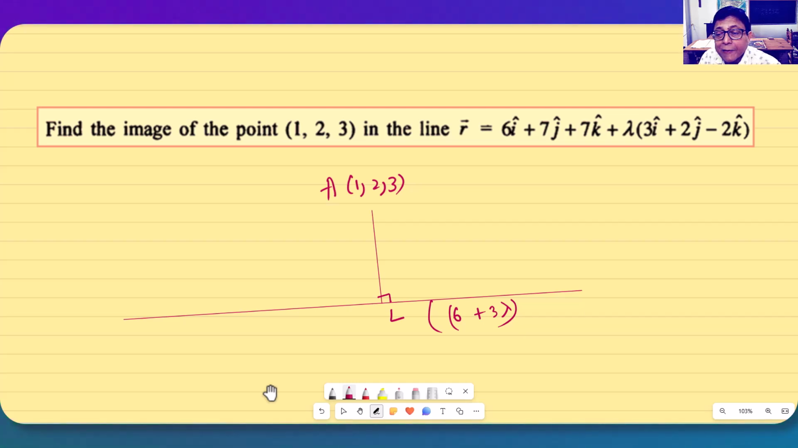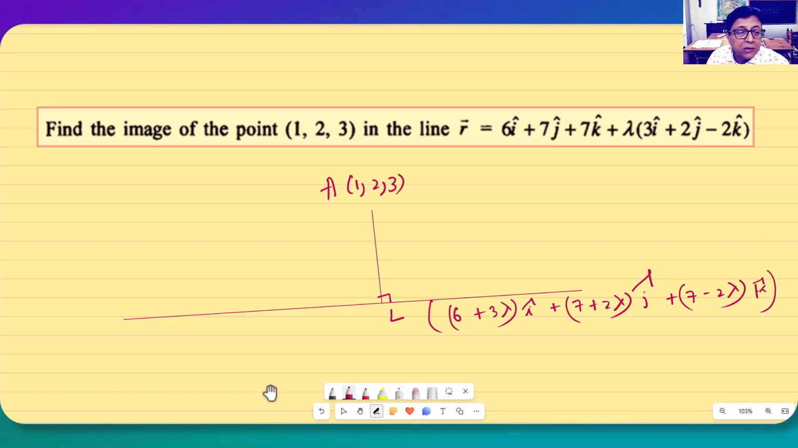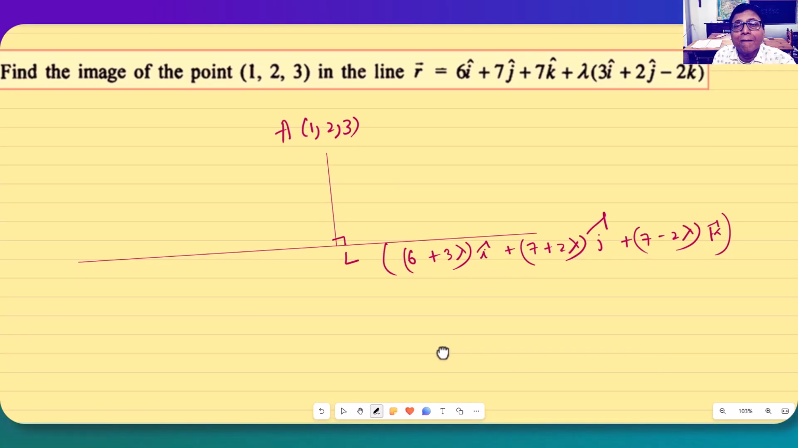So let L be this: i, 7 plus 2 lambda j, plus 7 minus 2 lambda k. Alright. So now use the condition that AL is perpendicular to the given line. Given line is directed in what direction? Direction of the line is along the vector b, r equal to a plus tb form. b is what? 3i 2j minus 2k. Okay? b vector directed this way.